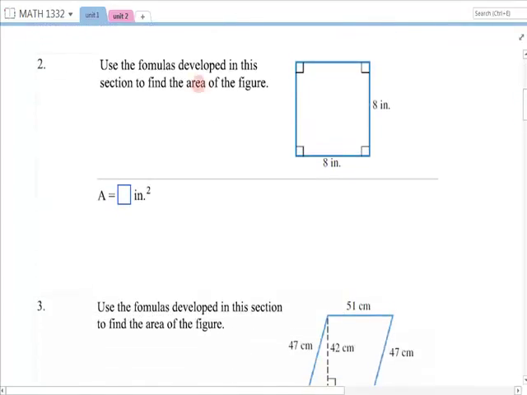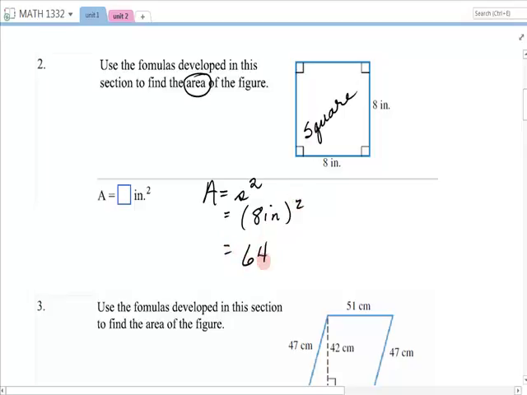Number 2, we're supposed to find the area. What's the shape? It's a square. Now you can use the rectangle's formula for a square because a square is a rectangle, but it has its own formula. It is the side squared. So it is, and I'm going to use parentheses, 8 inches squared. 8 times 8 is 64. Inches times inches is inches squared. Done. Square inches.